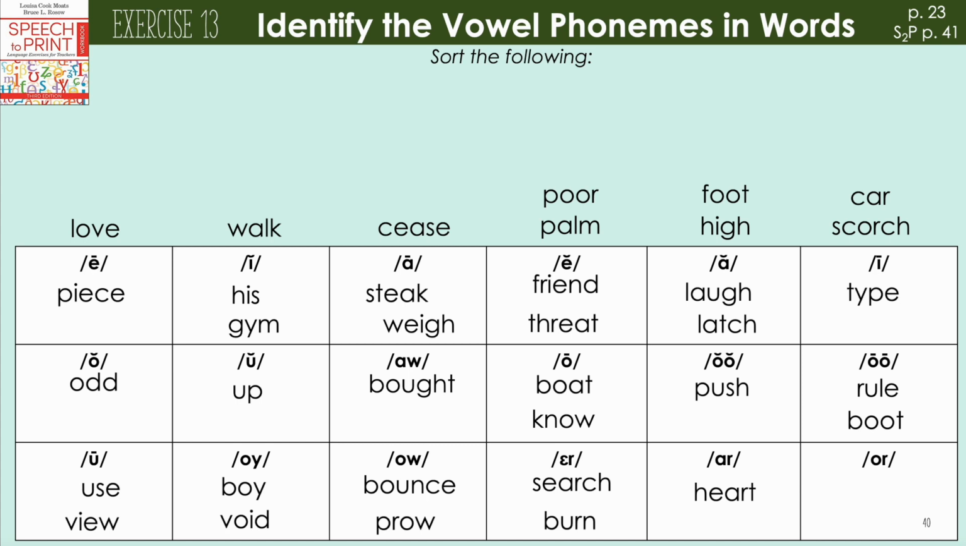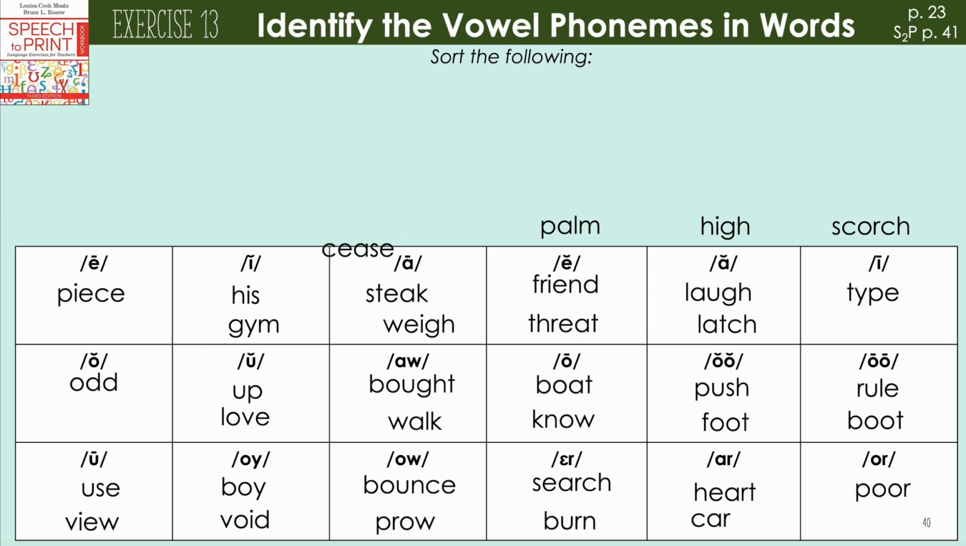Prow is an ow. View is also the one that has that U on the front of that long U. So think about that as you break it up. You almost have that slight y there. Pour is the or sound. Foot has that short oo. Car has R. Love is an uh. Walk goes with that ah, that further back ah that's more resonating in the back of your mouth. Cease is a long E. Palm is that front ah. High is a long I, and scorch is an OR.